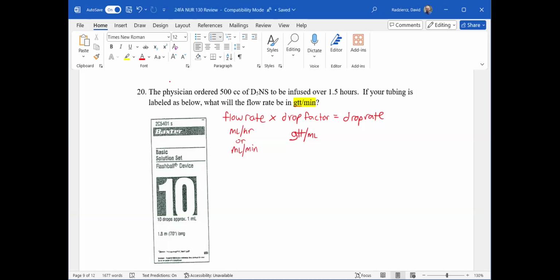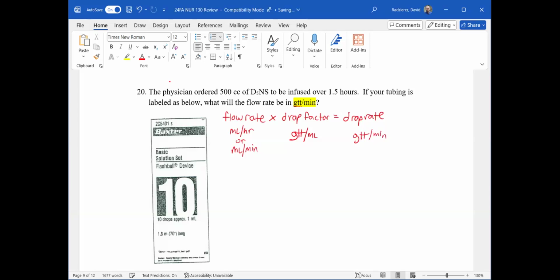Every tubing has a unique drop factor, and so it has to be labeled, and it's based off of the diameter of the tubing, I'm assuming. And your drop rate is always going to be drops per minute.